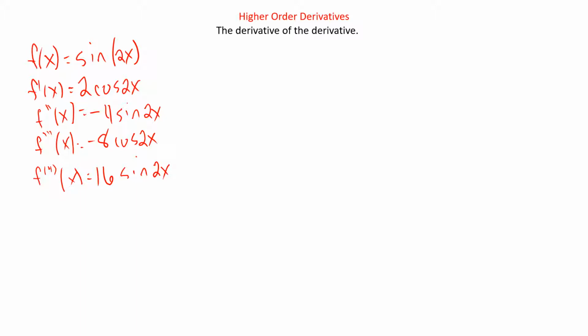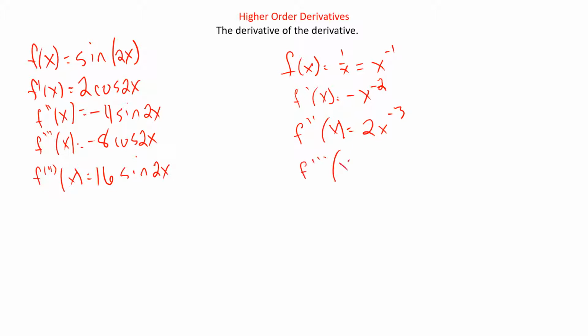We could have something like f of x equals 1 over x, which remember is x to the negative 1. Derivative gives us negative x to the negative 2, which would be negative 1 over x squared. Another derivative, multiply by negative 2, that gives us positive 2 x to the negative 3, which would be 2 over x cubed.